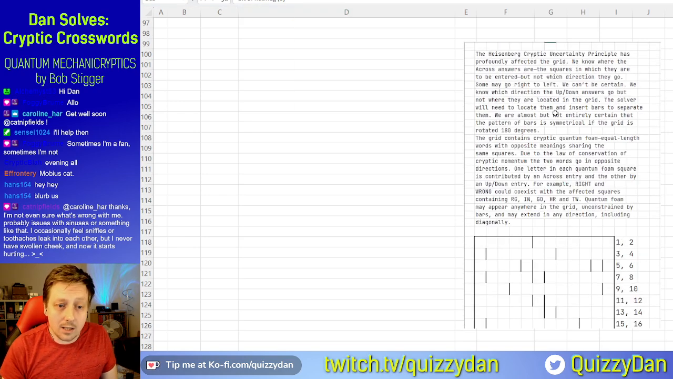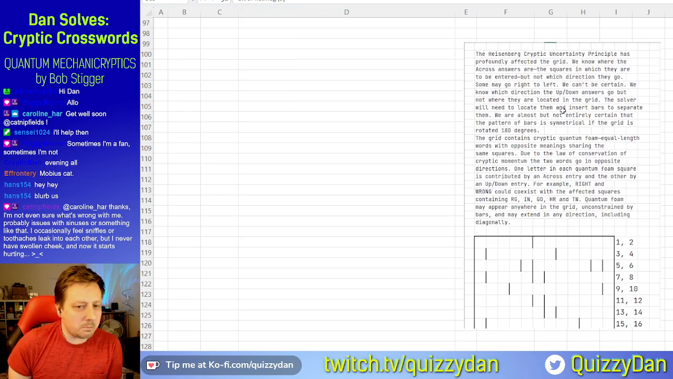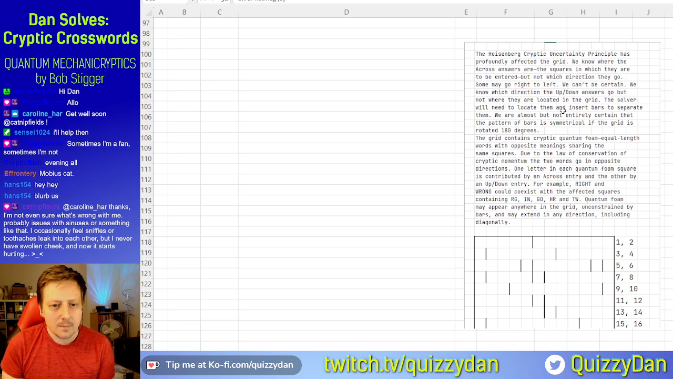Interesting. Right, here we go. The Heisenberg cryptic uncertainty principle has profoundly affected the grid. We know where the across answers are, the squares in which they are to be entered, but not which direction they go. Some may go right to left. We can't be certain. We know which direction the up-down answers go, but not where they're located in the grid.